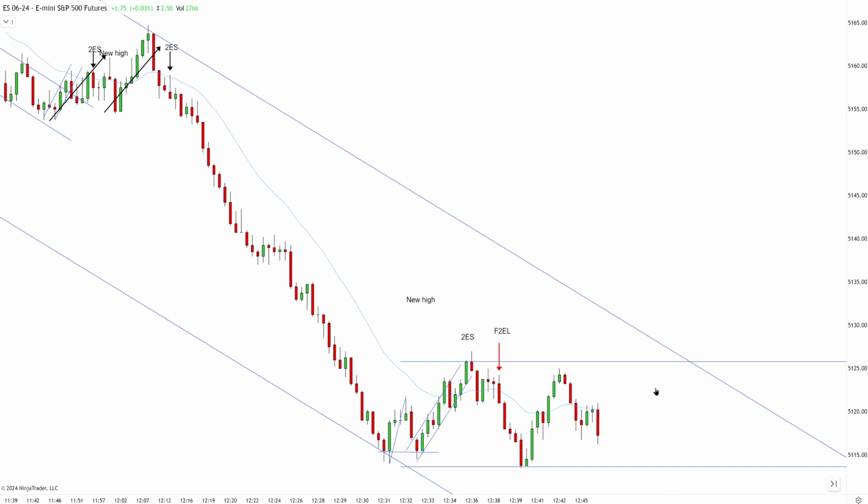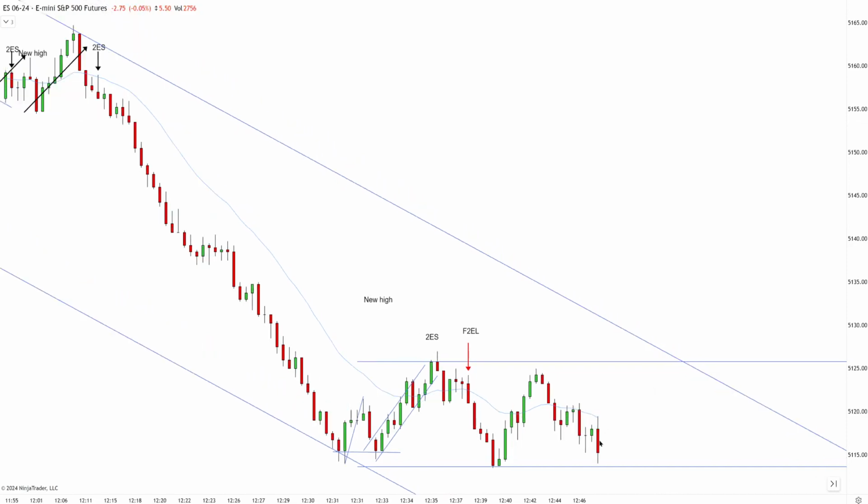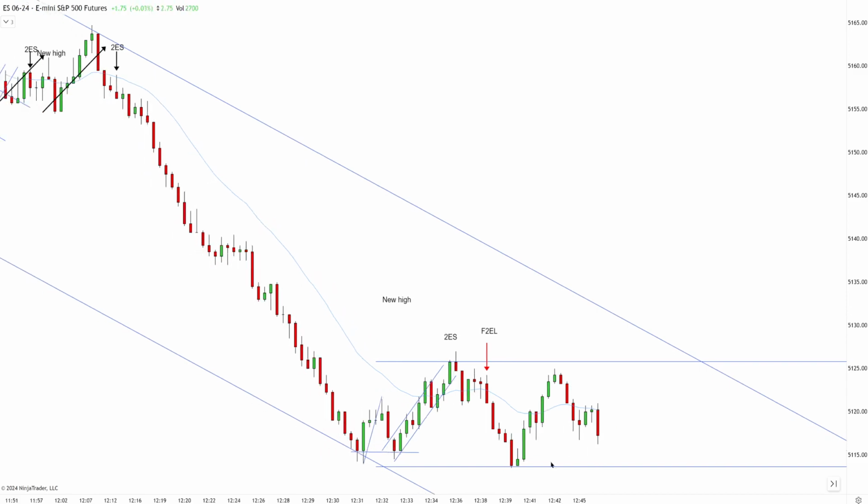Okay, we're correcting, no real setup here. Okay, now we have a failed second entry long, but it feels too far down. Now we even have a lower high confirmation setup of the second entry short, new low, first entry short, pullback, second entry short. Our problem is the bar is quite big, 4.75 again. Had there been at least no tail at the bottom, so the bar is a little bit smaller and you have some room to scalp out.